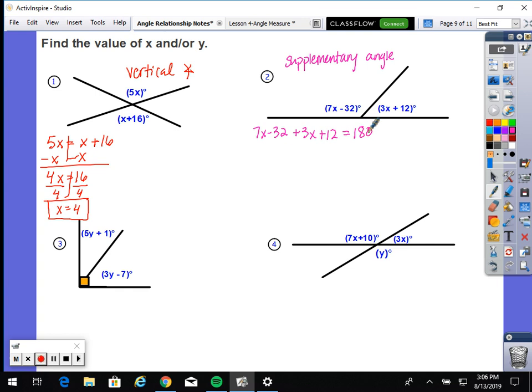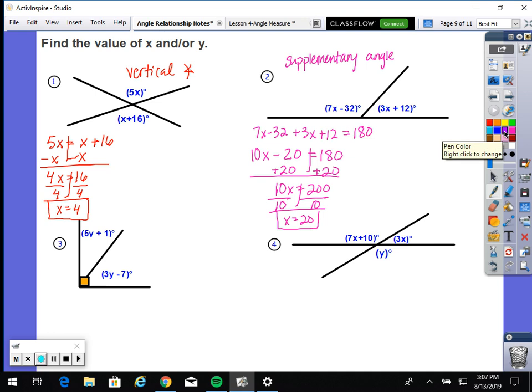Again, using our algebra skills, combining like terms, 7x and 3x makes 10x. And I have minus 32 and plus 12, so that's going to give me a minus 20 equal to 180. Combine like terms, move the 20 over. And I get 10x is equal to 200, divide by 10, so x equals 20. Perfect. Move on to example number 3.